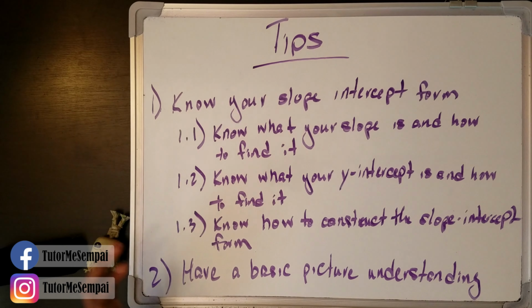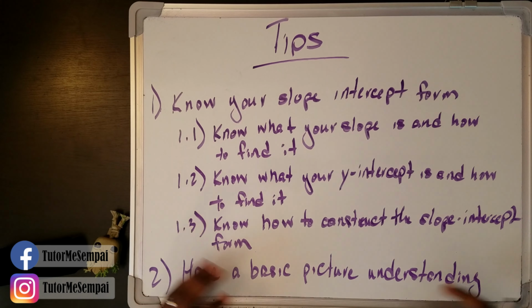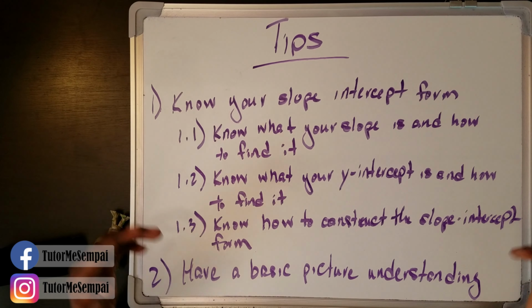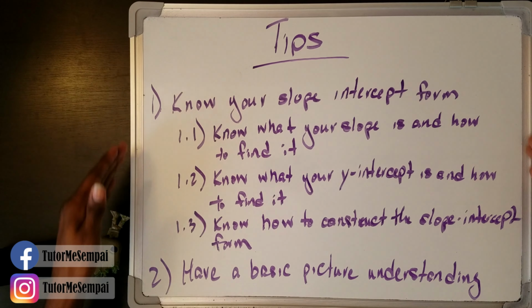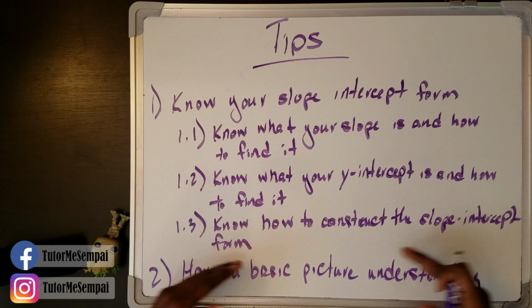So we're going to use these tips that we have here today, and we're going to answer a few questions, and we're going to see that really knowing your slope-intercept form boils down to these three things here, and there might be a few questions that require you to have a basic picture. So here I have shorthand of the tips that I just previously explained, and we're going to use it to tackle this question that we have here.